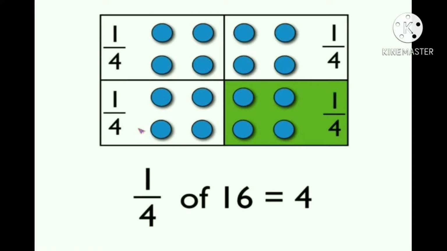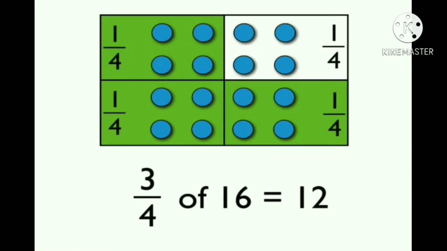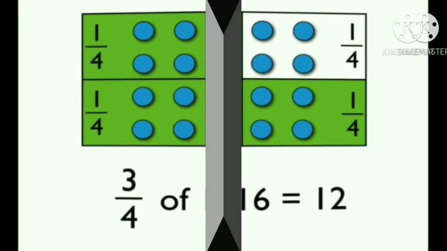Now if we want 2 by 4 of 16, it means 2 parts must be colored, so that is 8 marbles. 3 by 4 means 3 parts are colored, we'll get 12 marbles. Like this we can take a part of a whole.